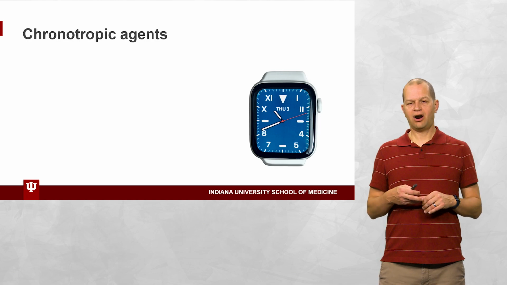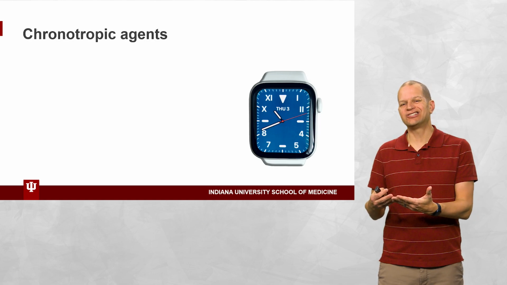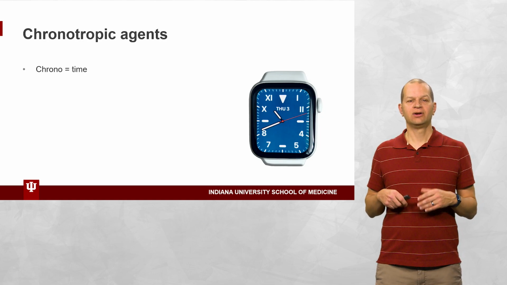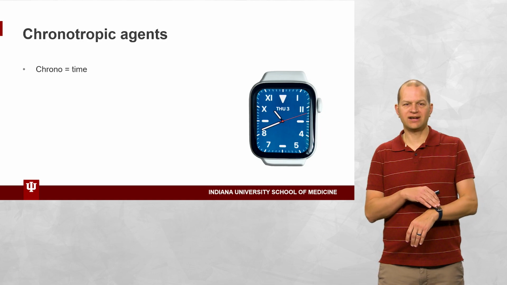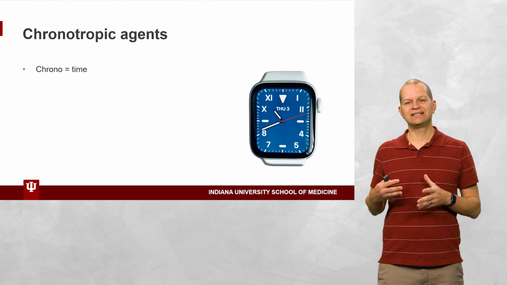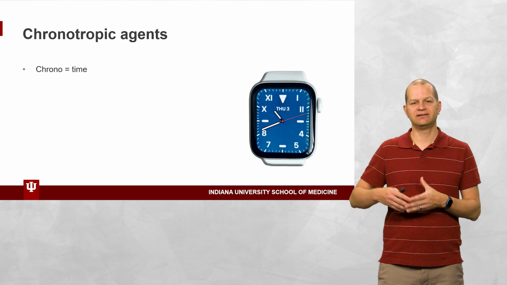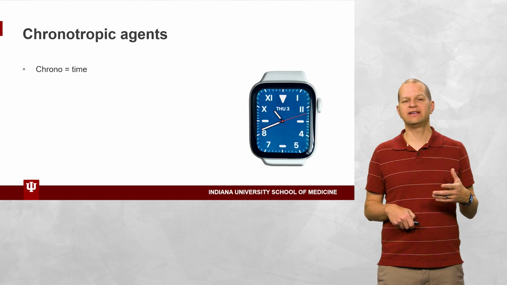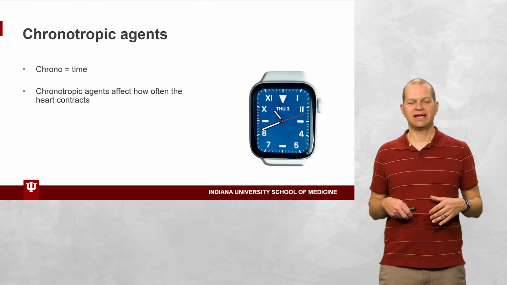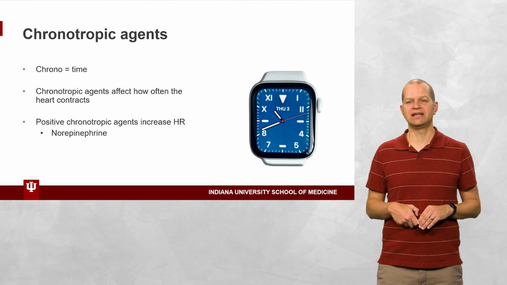When it comes to heart rate, factors or agents that affect heart rate are called chronotropic agents. Chrono means time. I've got a watch on, and the big fancy name for it is chronograph. So we're altering time, or how often the heart contracts, and we do this by altering cardiac pacemaker cell action potentials. That's the purpose of a chronotropic agent.